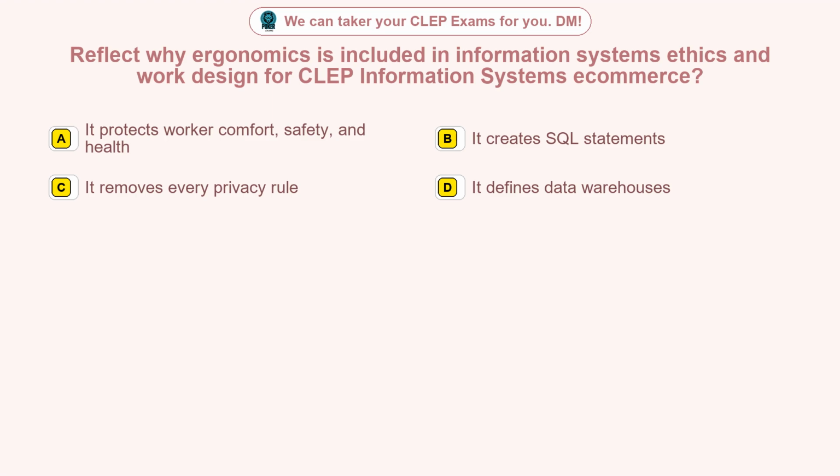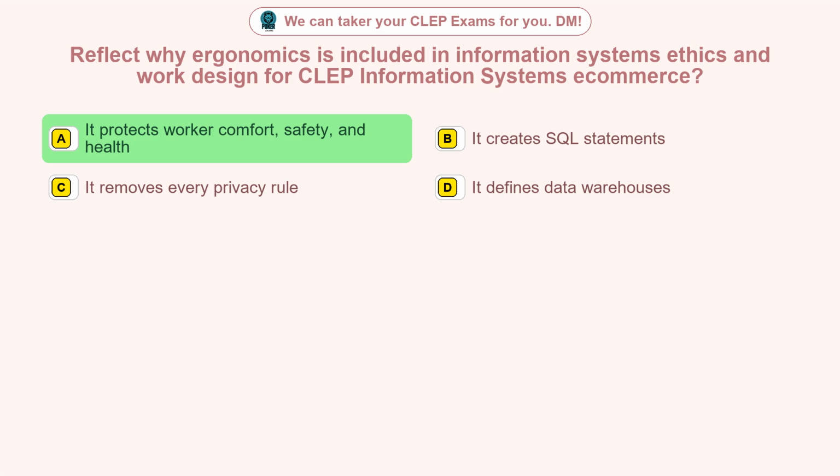Question 100. Reflect why ergonomics is included in information systems ethics and work design for CLEP Information Systems Ecommerce. Option A. It protects worker comfort, safety, and health. Option B. It creates SQL statements. Option C. It removes every privacy rule. Option D. It defines data warehouses. The correct answer is option A.